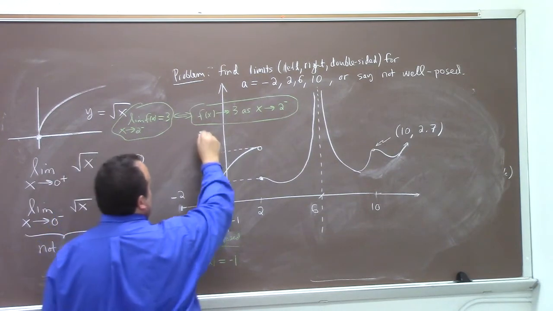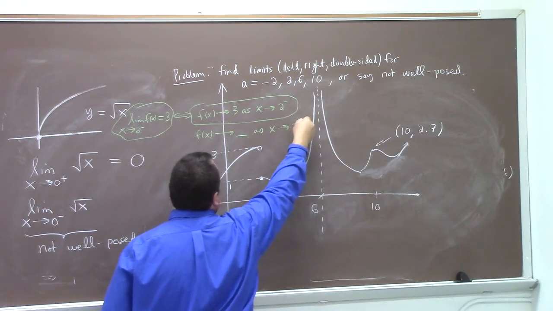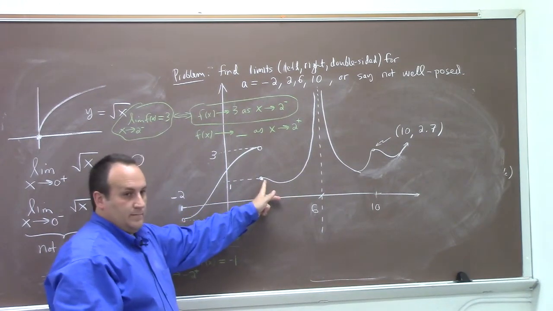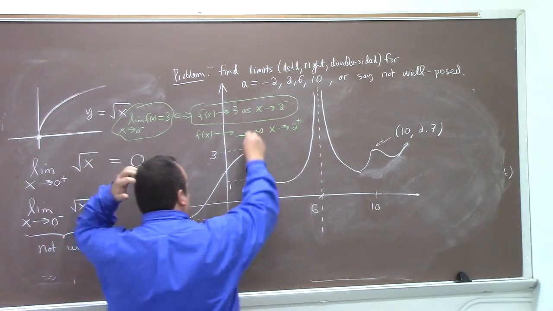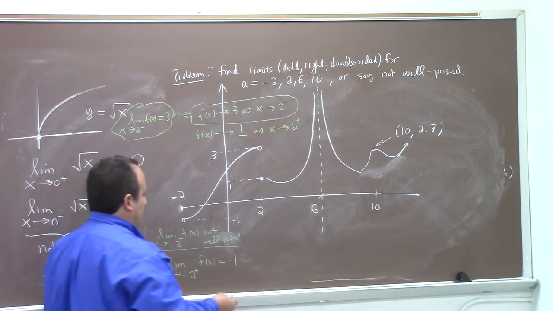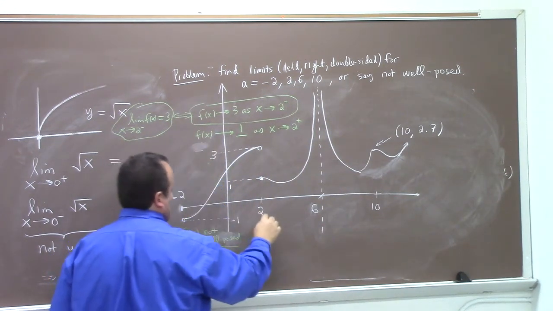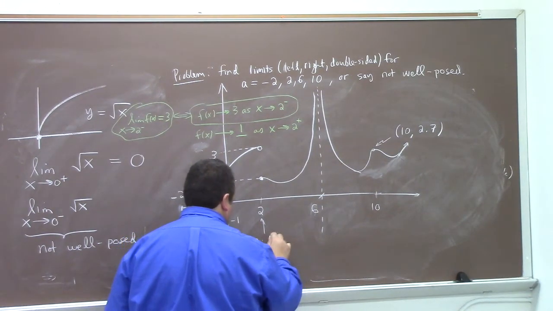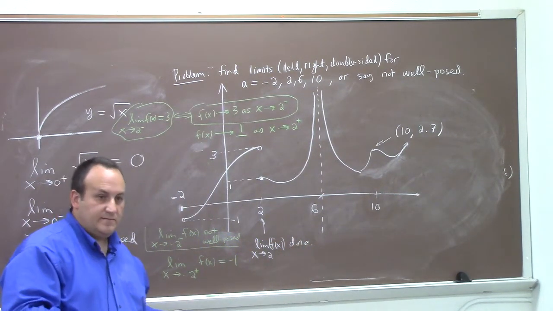So how about the other side? f of x goes to what as x goes to 2 from the right? It's going to 1, right? So how about the double-sided limit here? So in this case, we would say the limit as x approaches 2 of f of x does not exist because the left and the right limits disagree.